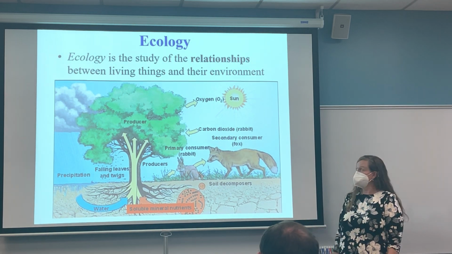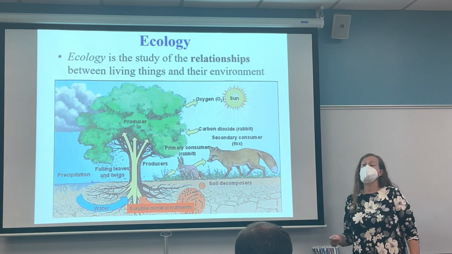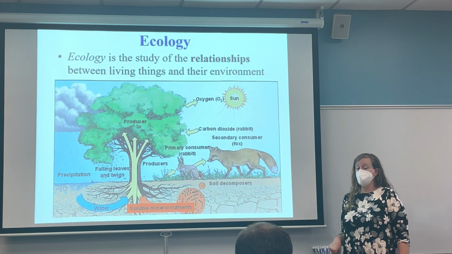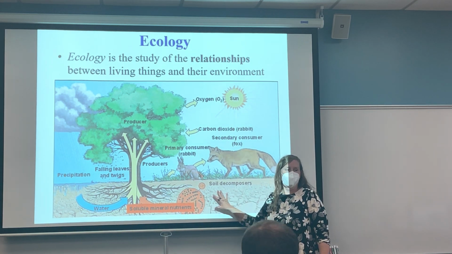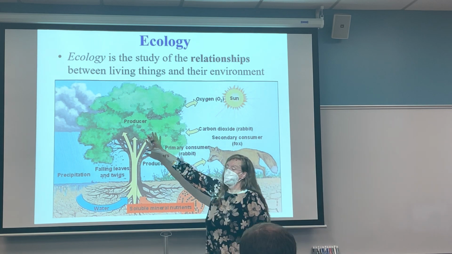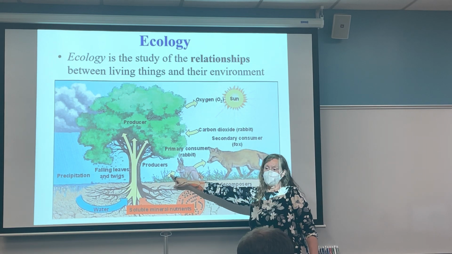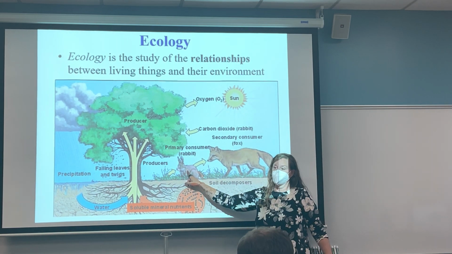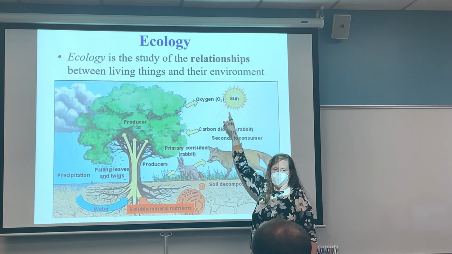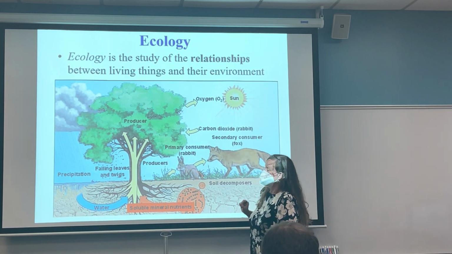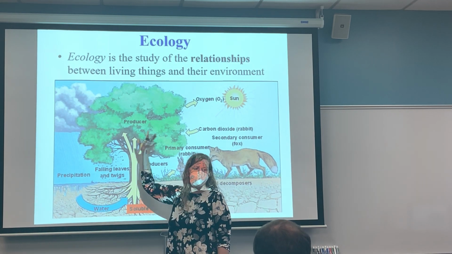So the definition of ecology, you can see here, is the study of the relationships between living things and their environment. So we're going to take a look at how things like what's in the soil affect producers like trees, which affect things that eat producers, or things that eat the things that eat producers. Carbon dioxide, how does that fit in? Oxygen, how does that fit in? Water, how does that fit in? So all of these things, we're going to take a look at the relationship between them through this unit.